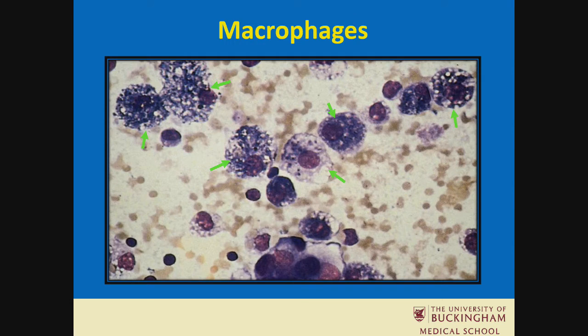So first is macrophages. Macrophages are large cells. The lymphocytes are the same size as a red blood cell. Macrophages are large cells. They usually have clear foamy cytoplasm. These large cells are macrophages. They have these dark particles, which are phagocytosed particles.